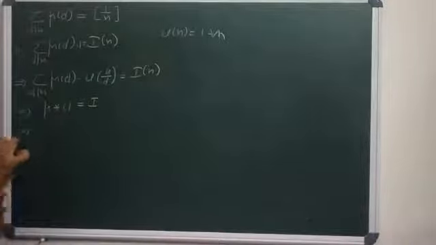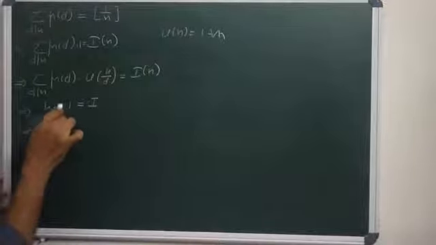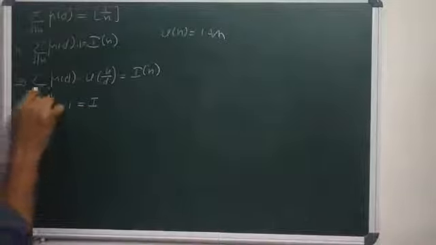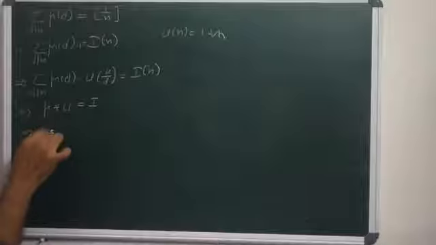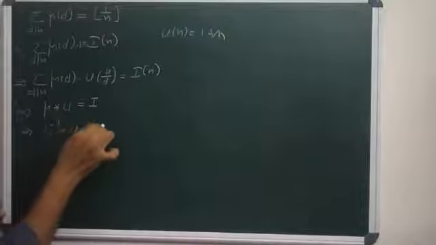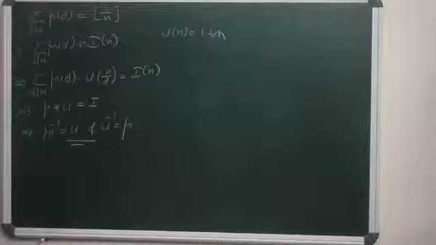Mu star u equals I means the Dirichlet product of two arithmetic functions is the identity function, so each of them acts as the inverse of the other. That means mu inverse equals u, or u inverse equals mu. Mu and u are inverses of each other. Mu is the Mobius function, u is the unit function. So mu inverse is u as well as u inverse is mu. So this is an interesting behavior of the Mobius function and the unit function. Agree?